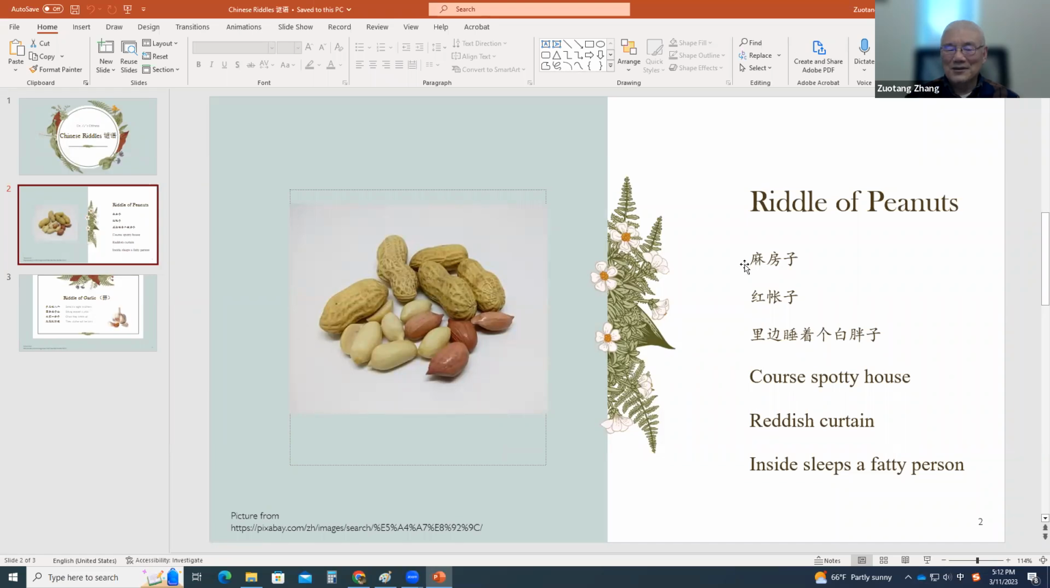I'm going to lead you to read this. Ma fang zi, hong zhang zi, li bian shui ge bai pang zi. Look at this, it's spotty, and ma is also a kind of color, like this color, so ma fang zi. Hong zhang zi, it's reddish. And inside it sleeps a white fatty guy. Okay, that is the peanuts.